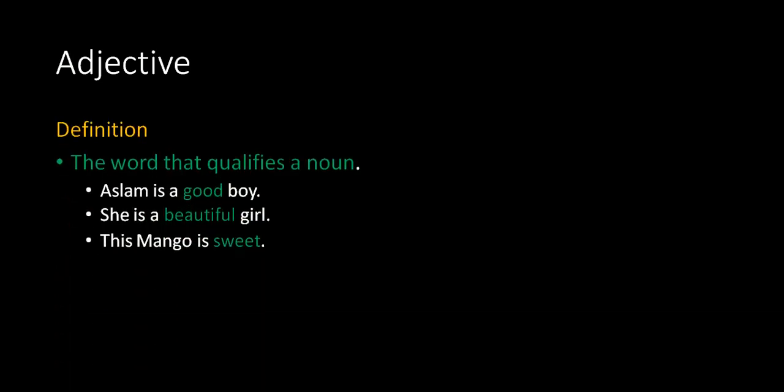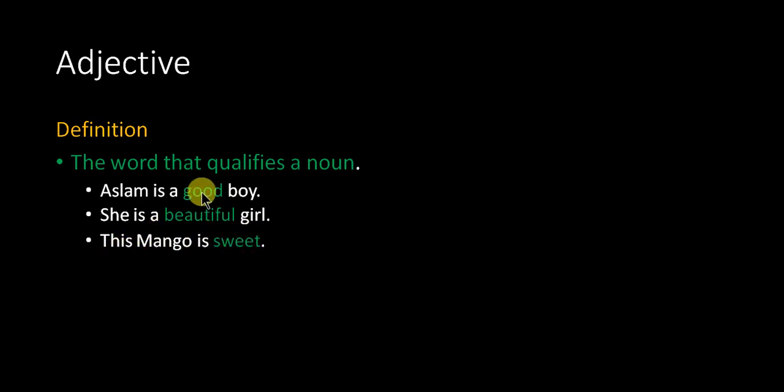Definition: the word that qualifies a noun is called an adjective. In this example, you see, Aslam is a good boy. She is a beautiful girl. This mango is sweet. So all the 3 green words qualify different nouns in the sentence. Good boy, good qualifies boy, boy is the noun. Beautiful girl, girl is the noun, and the word beautiful qualifies, gives meaning to this word girl. This mango is sweet. Sweet is also about mango.